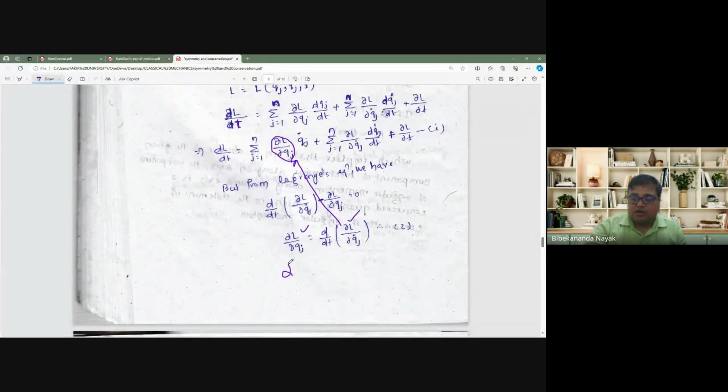And we have this form, summation over j of d by dt of del L by del qj dot into qj dot, plus del L by del qj dot into dqj dot by dt. So what can I write? Derivative of u into v plus u into derivative of v is nothing but derivative of the product u into v. Derivative of the product of del L by del qj dot into qj dot.